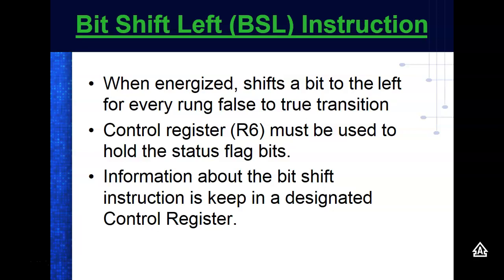When energized, shift the bits to the left. Every rung follows the true transition. The control register R6 must be used to hold the status bit for the shift left. So this is another status register that we have available to us. Information about the bit shift instruction is in what is called a control register. Your book calls it a control register, when actually it's technically called a control data file.